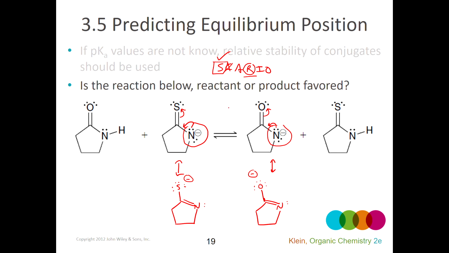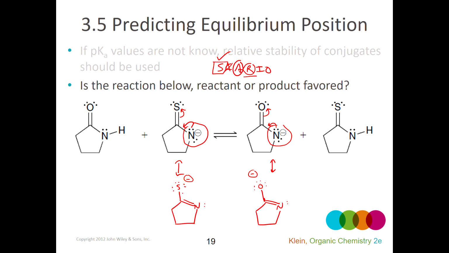So even though the atom carrying the charge initially wasn't different between the two structures, this negative is actually spread out evenly over the nitrogen and the sulfur. This negative over here is spread out between the oxygen and the nitrogen. So then I can ask myself, which atom stabilizes the negative charge better, sulfur or oxygen? Because that's really the only difference between these two structures.